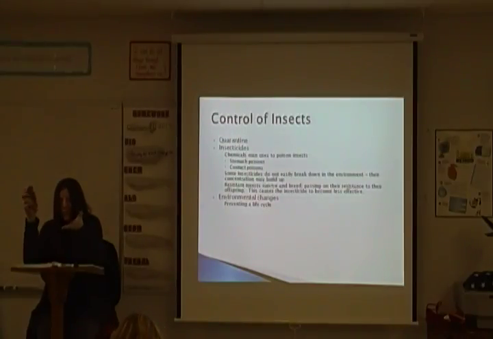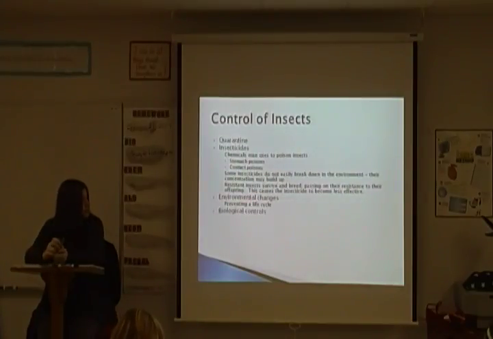Crop rotation is another one, because there's some crops that insects really like, and so then they'll plant another crop for a while that insects don't like, so the insects go away, and then they plant the other crop again. So that's another example.